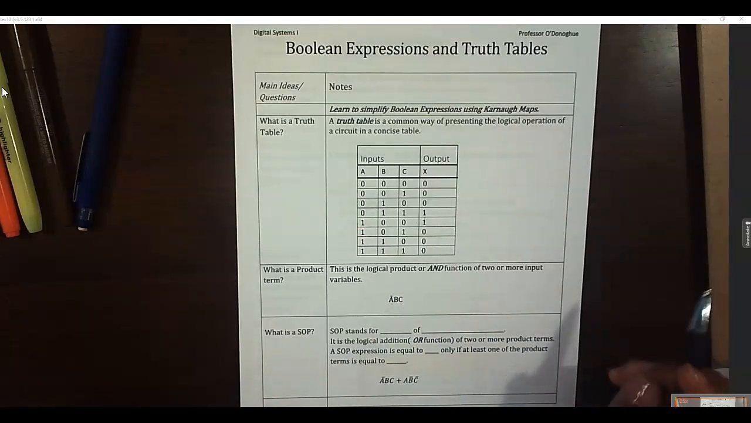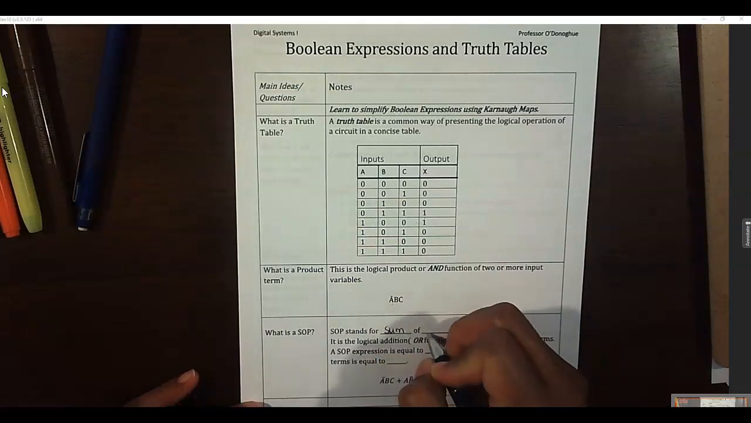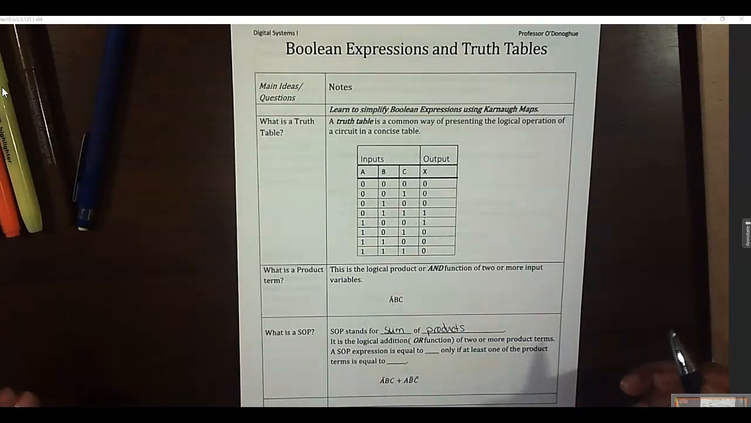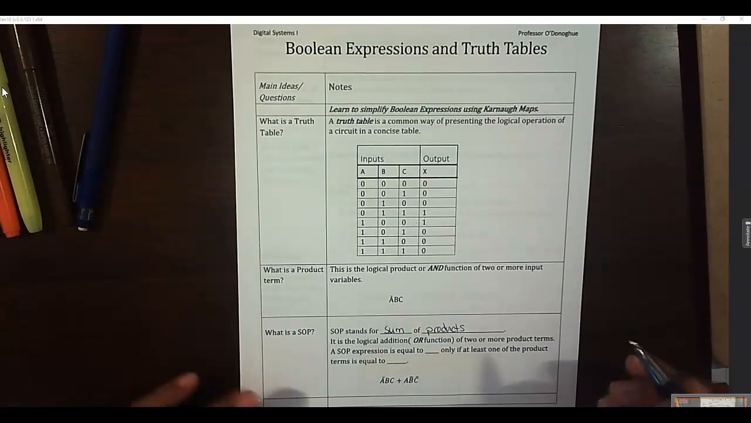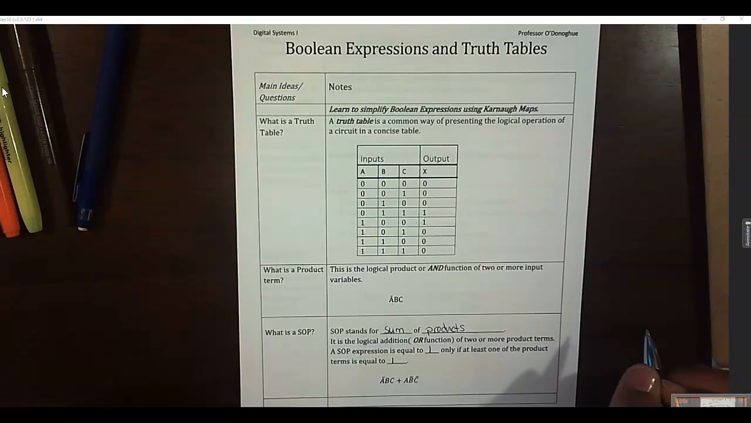What about an SOP? What is that? SOP stands for sum of products. Basically it is the logical addition, or the OR function, of two or more product terms. So we have these product terms and we OR them together, and that is an SOP. An SOP expression is equal to 1 only if at least one of the product terms is equal to 1. So this expression can't be true or a logical 1 unless one of these product terms is true and equal to a logical 1.